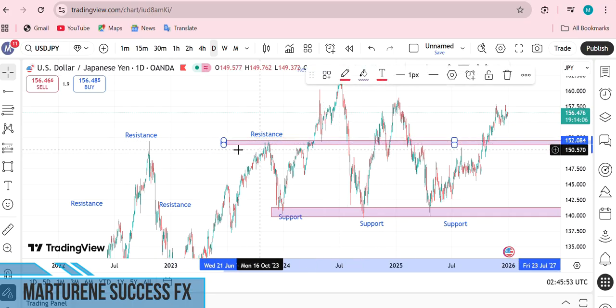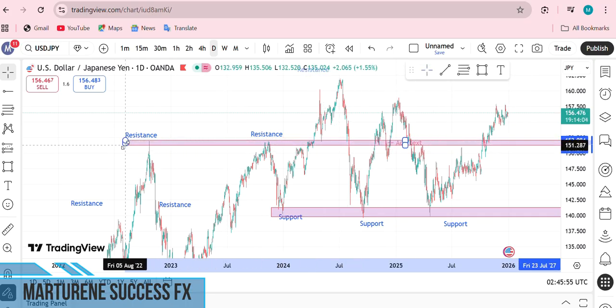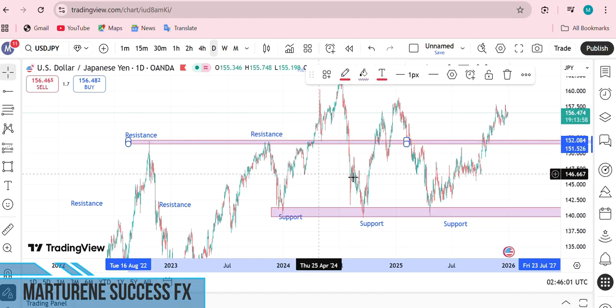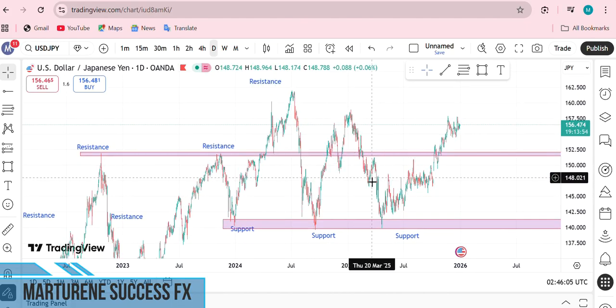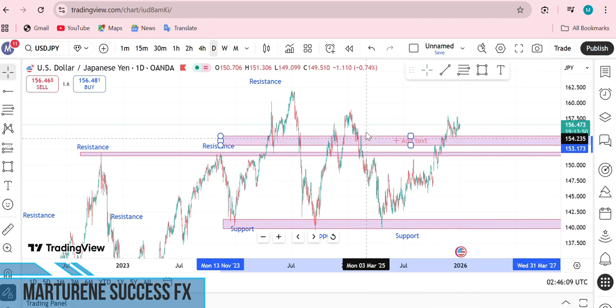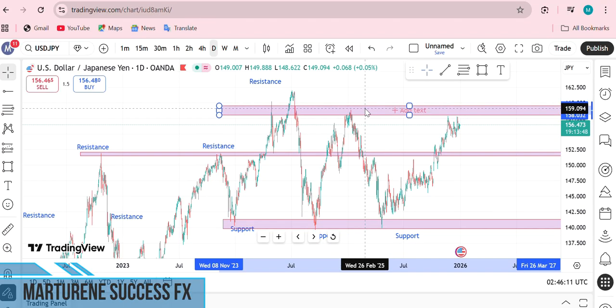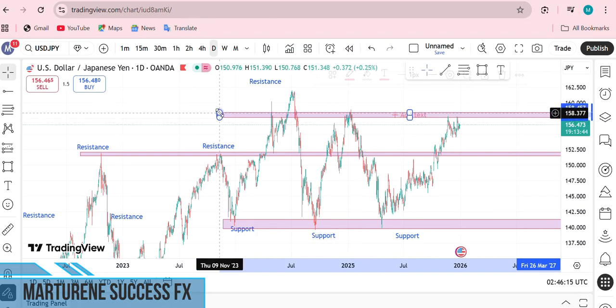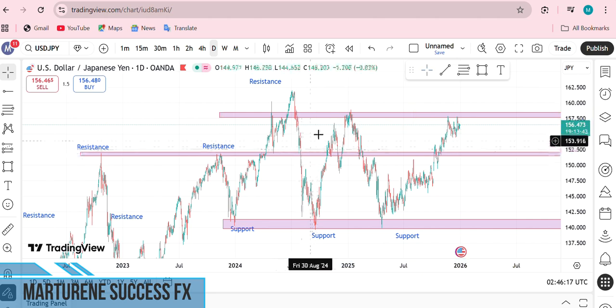So as you can see, I'm trying to connect these two points here. Okay, so this resistance. Okay, so now that's beautifully plotted. I can spot another one here.